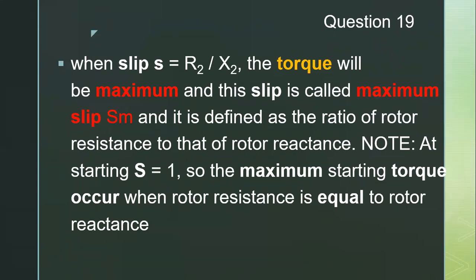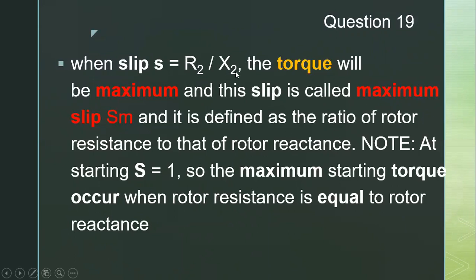You have to understand when the slip value becomes R2 by X2. There is one condition, rotor resistance divided by rotor reactance. You will get one value, and that becomes the value of the slip. What will happen? The torque will be maximum. That slip is called the maximum slip, and it is defined as the ratio of rotor resistance to rotor reactance.